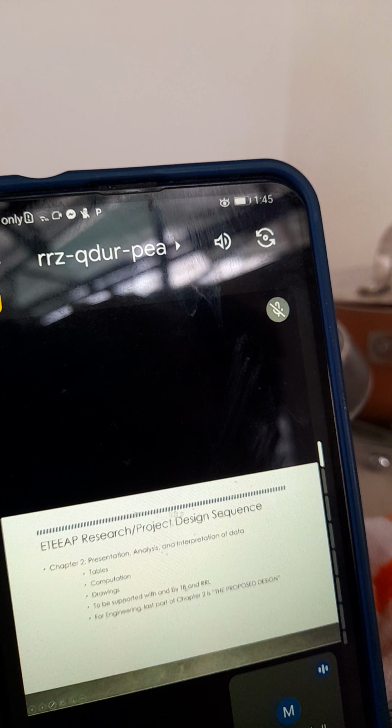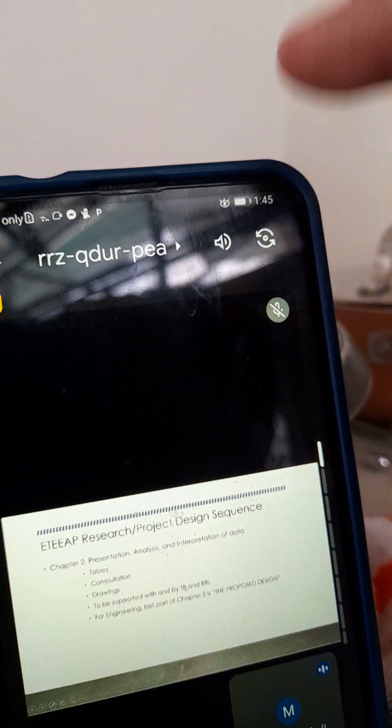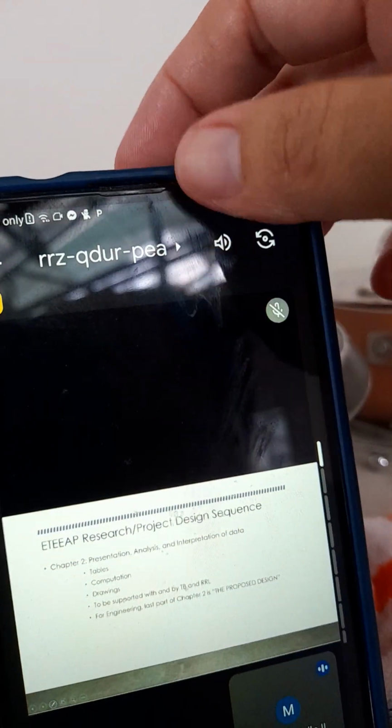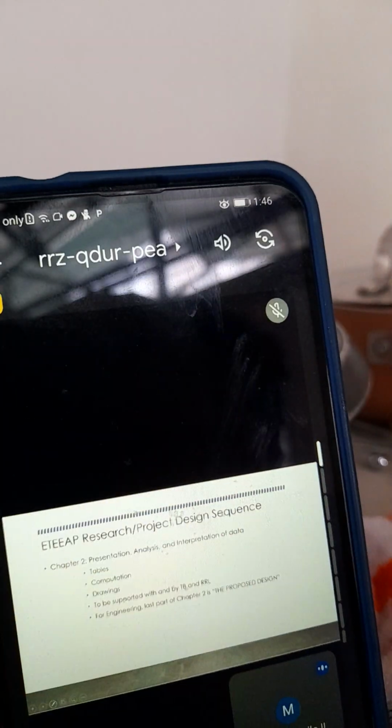Okay? Next, for engineering, the last part of your chapter 2 is your proposed design. For BSBA and criminology, instead of putting your proposed design or your proposal in chapter 2, you are going to put it right after your recommendation. Okay, so please take a screenshot.